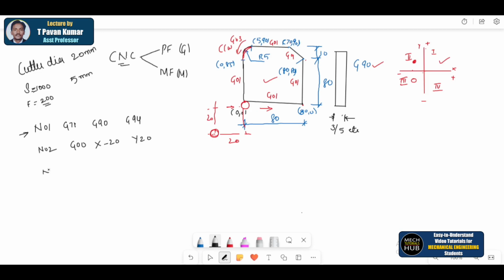Followed by the third one, N03 G00 Z10. G00 Z10 means the tool will reach the origin, but it will not be in contact, or it will not stay near the workpiece. It is 10 mm away from the workpiece, or else it has not crossed the thickness. It has not gone up to the depth.